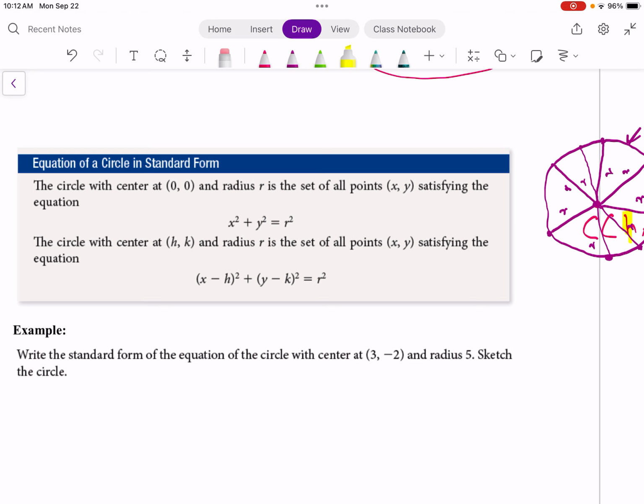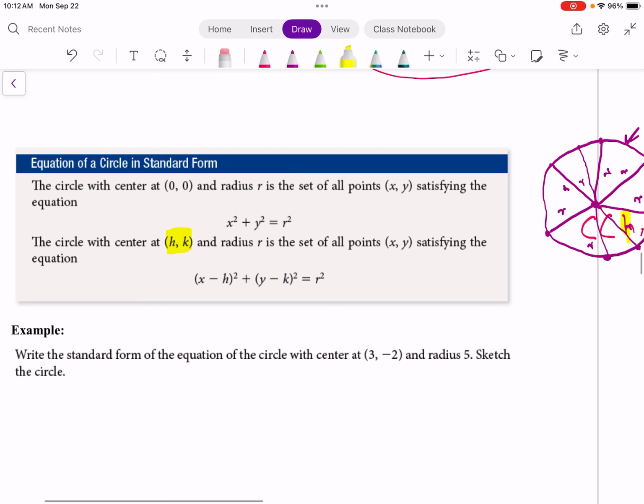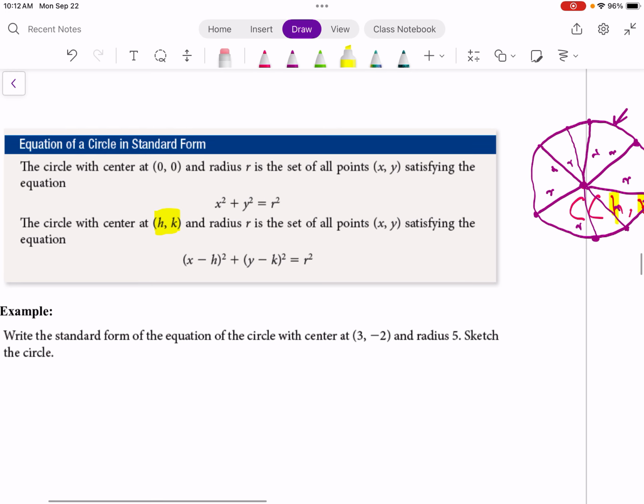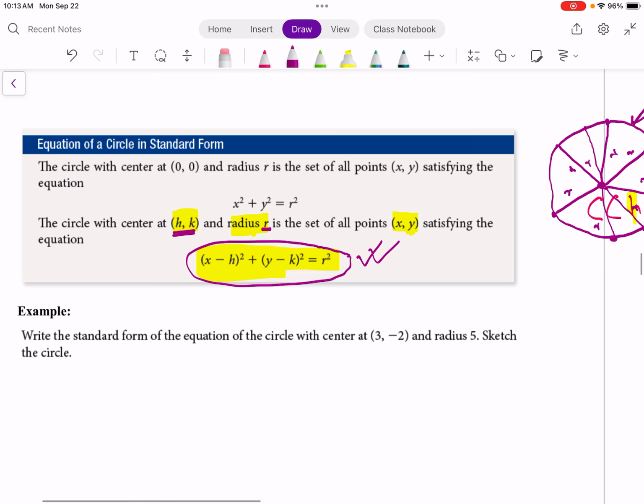Okay, so let's take our circle has a center (h, k). So (h, k) is the coordinate of the center point, and we have r as the radius. Then the set of all points (x, y) satisfying the equation (x minus h) squared plus (y minus k) squared equals r squared gives us the equation of the circle. So if we have a center and a radius r, then we use this formula to find the equation of the circle.